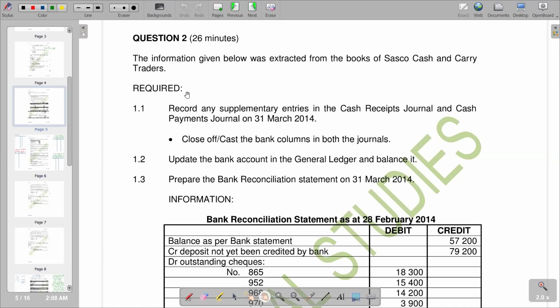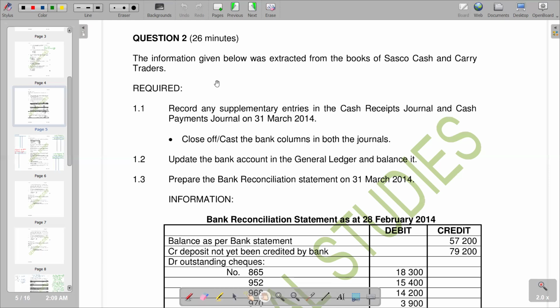So our question reads, the information given below was extracted from the books of Sasco Cash and Carry Traders. On the required part, you have got 1.1, which is saying record any supplemental entries in the cash receipts journal and cash payment journal on 31 March 2014. Then close off or cast the bank columns in both the journals. So we are going to close off the bank columns only in the journals.